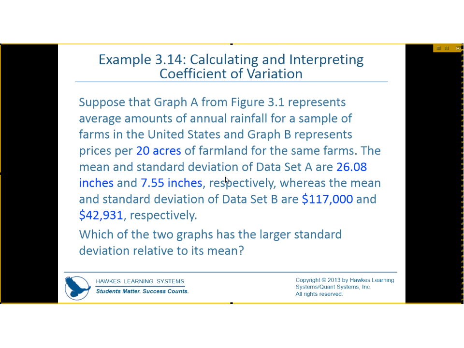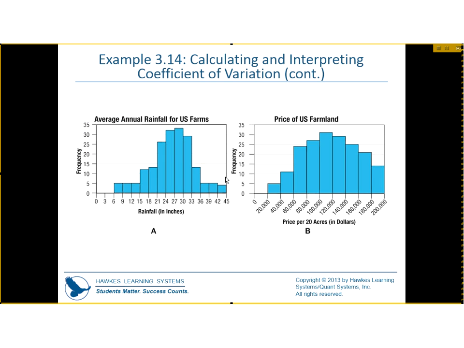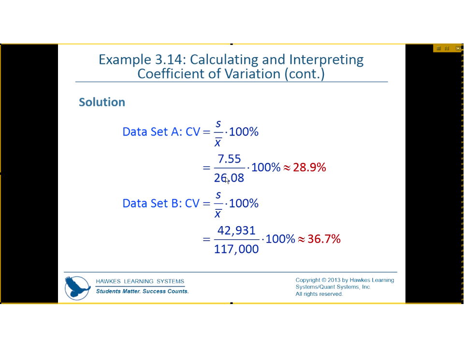All right, so we're looking at something. We're comparing rainfall, which is in inches, to farmland, which is in money. So you're like, how can you compare those two? But you actually can. So here's the graph. So we're looking at it, hey, A looks pretty nice and symmetric, and so does B. So this is what they look like. So let's start doing it, okay?